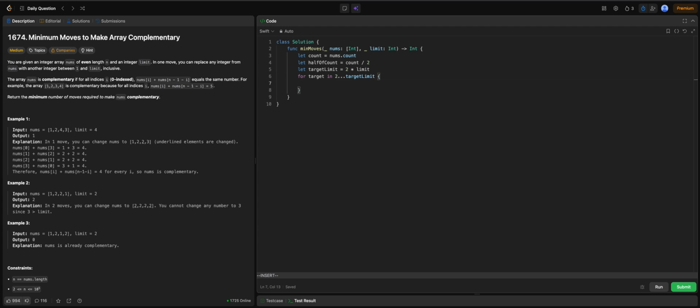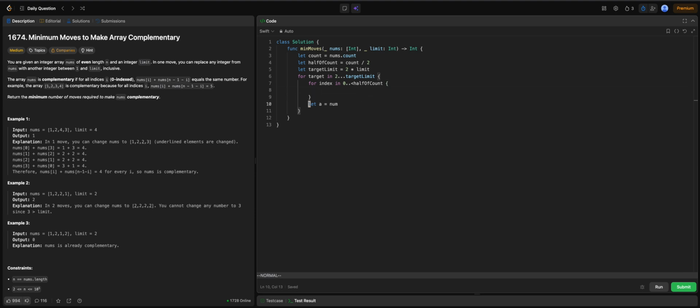So after the target limit, we have, let's use these two numbers as A and B. Let's call A. It's pretty straightforward. Okay, I need one more for loop because I want to move through our given even-sized array. What I mean by even is even size of array, not even numbers inside that array, and that will be 0 to half of count.